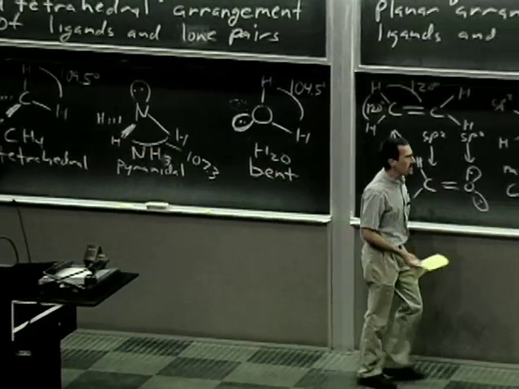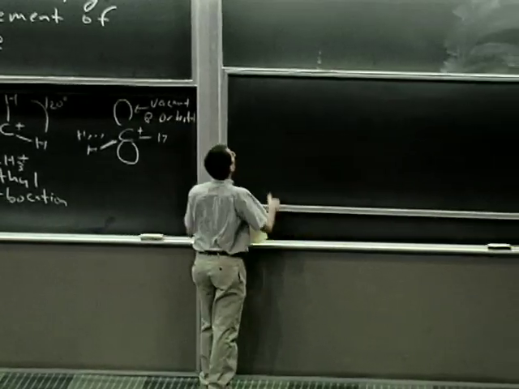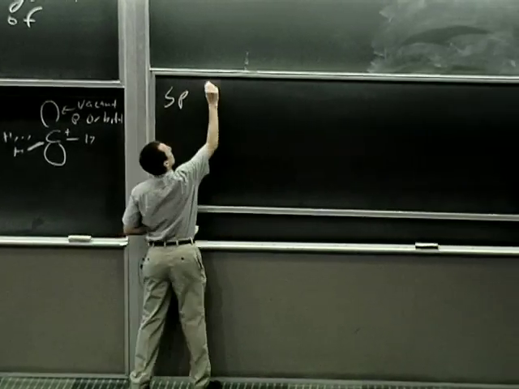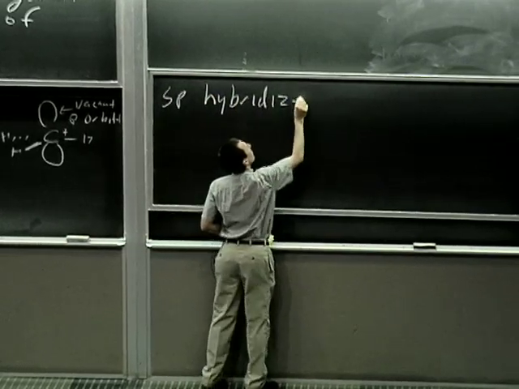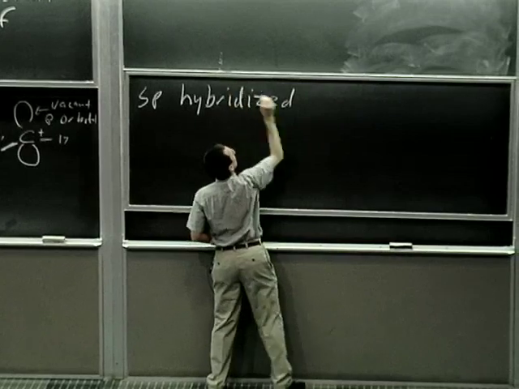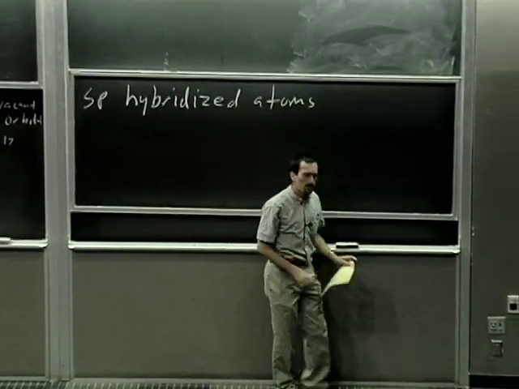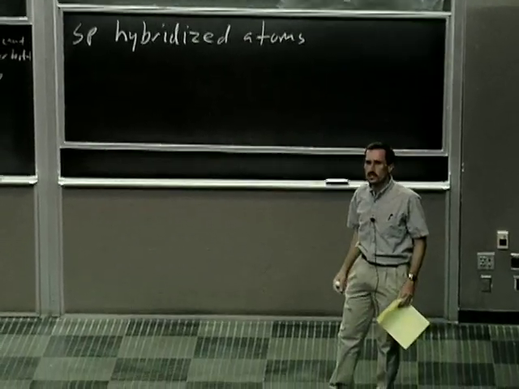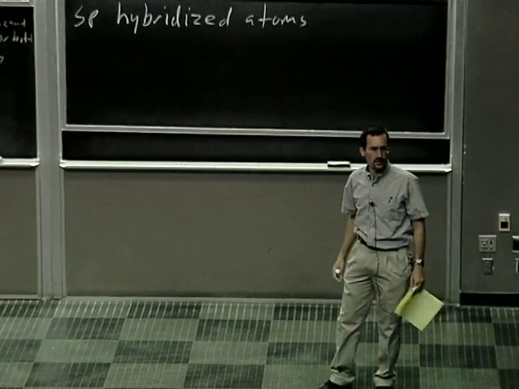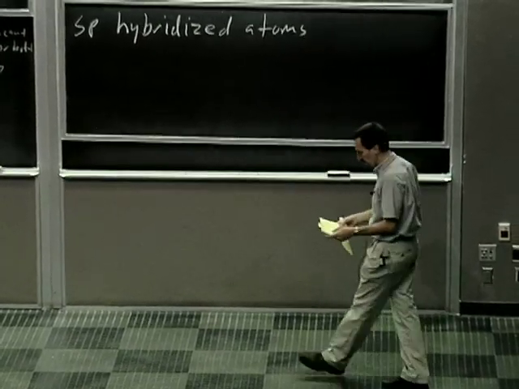All right, last bit of geometry I want to talk about, sp hybridized atoms. sp hybridized atoms have approximately 180-degree bond angles and a linear arrangement of ligands and lone pairs.